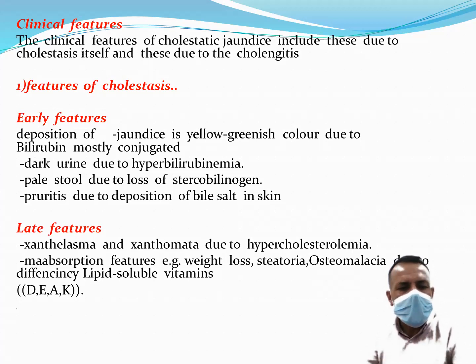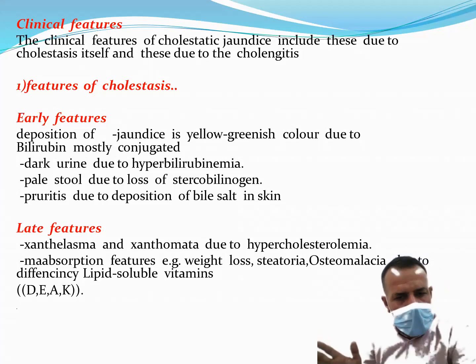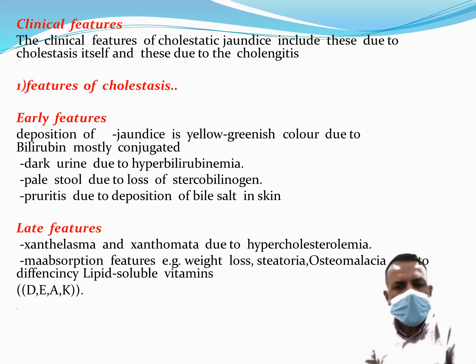This results in the following: xanthelasma and xanthoma due to hypercholesterolemia. Why does the hypercholesterolemia occur? Because of an increased level of cholesterol in the serum resulting from reduction in the turnover of the cholesterol due to retention of the bile salt. We know that the bile salt is synthesized from cholesterol. When there is obstruction, it stops the synthesis of the bile salt, leading to retention of cholesterol in the blood and deposition in the eye called xanthelasma, and in the arm or in the skin called xanthoma.